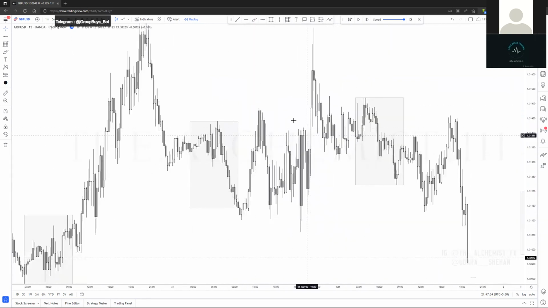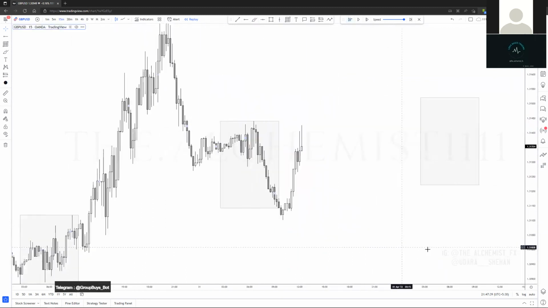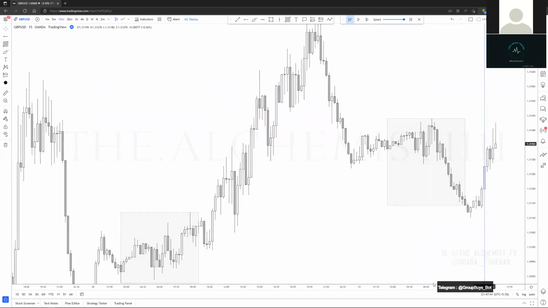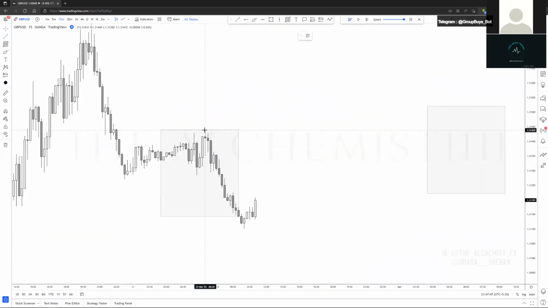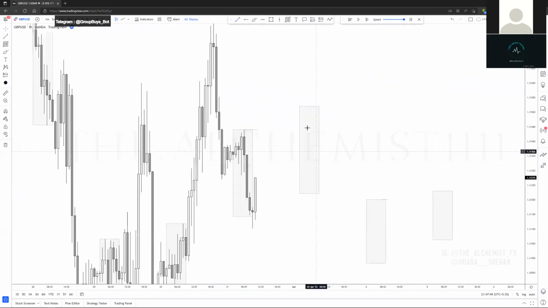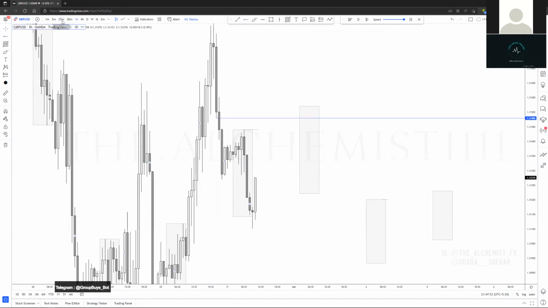And then even this day, where did this sell come from? We had Asia in here, right here, and right above Asia we had an imbalance. Can you see that? We had an imbalance.